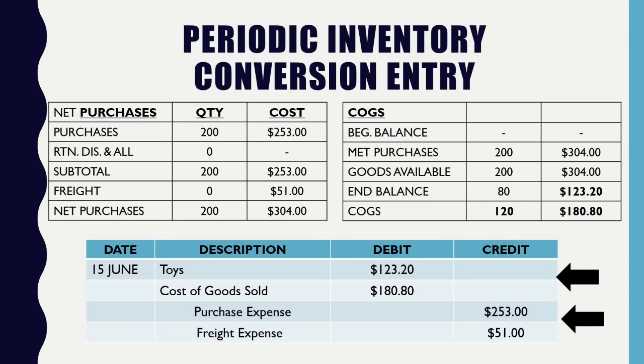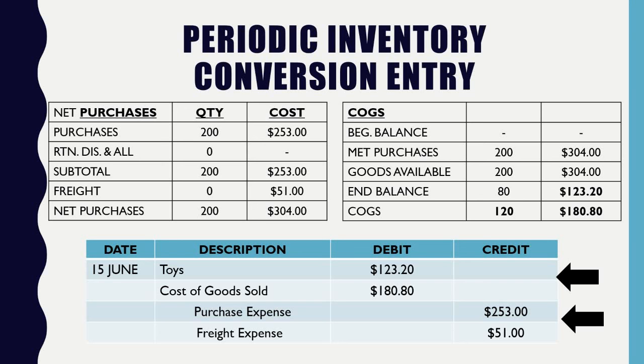Okay? So by understanding that concept, now we're going to look at where we're going to take these numbers from. So again, I purchased toys, so I'm going to be specific and put my inventory item in toys. Since I recognize I had 80 toys left from our little table here, I know that those 80 toys are going to cost me $123.20. So boom, there it is right there. And for my cost of goods sold, I already solved it to be $180.80, right? Because we sold 120 items, it cost me $180.80.